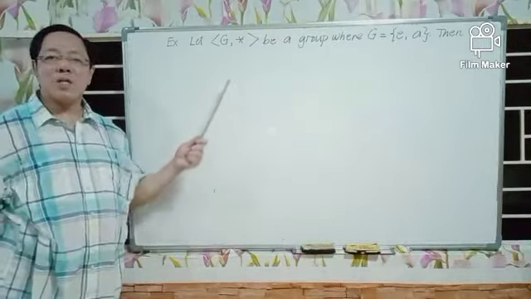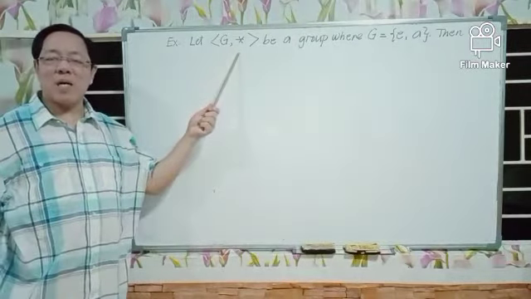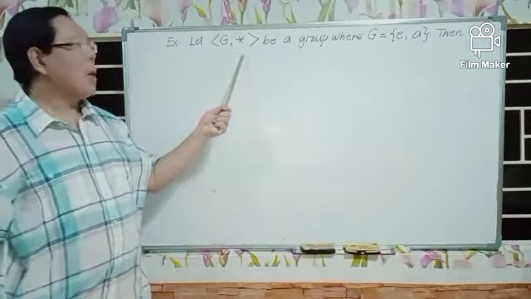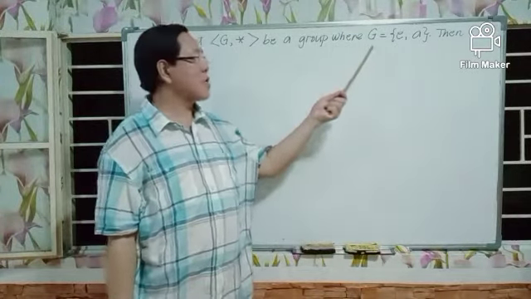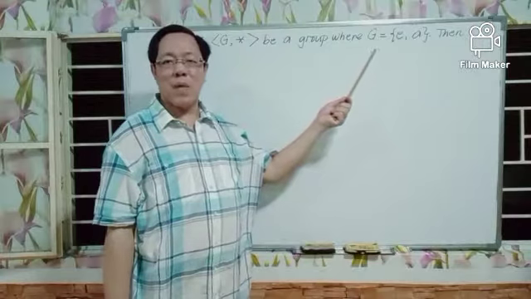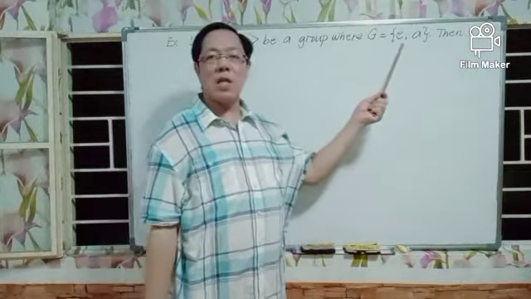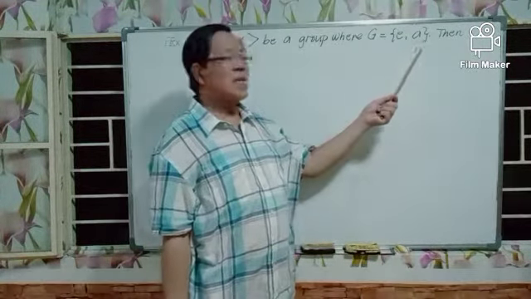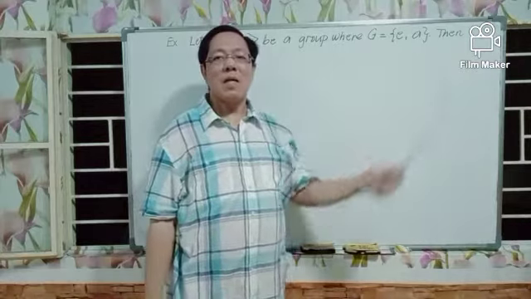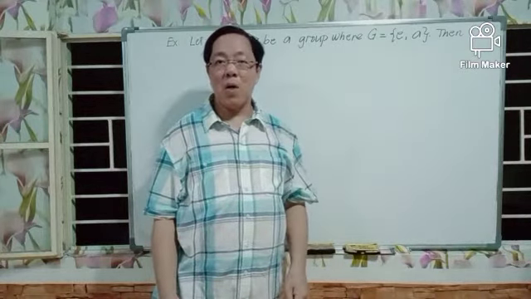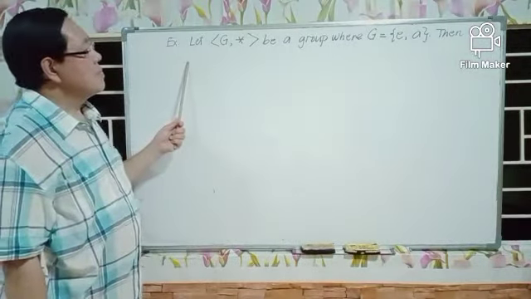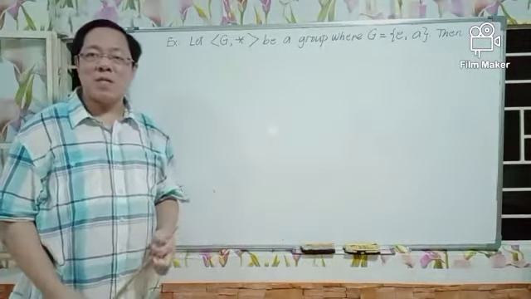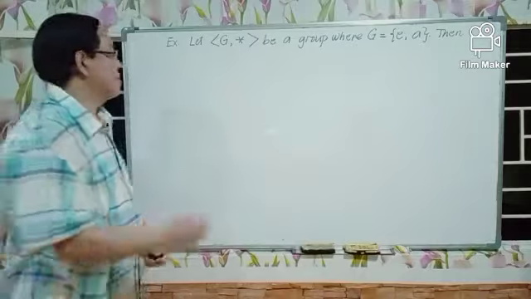We let G with binary operation star be a group where G is a non-empty set of order 2, because G has two elements, and one of the elements is the identity element denoted by e, and the other element is the non-identity element. We construct a table for group G under the binary operation star.